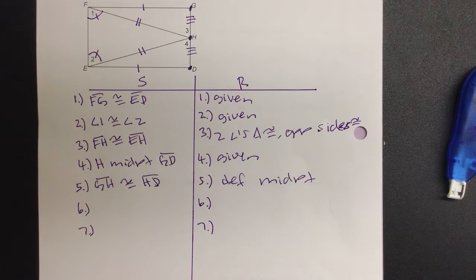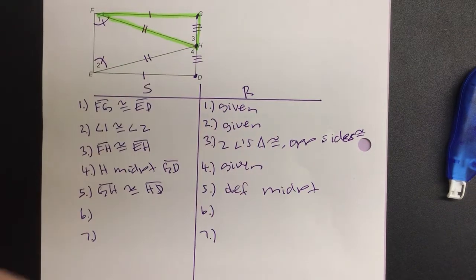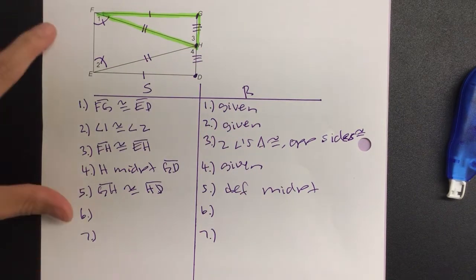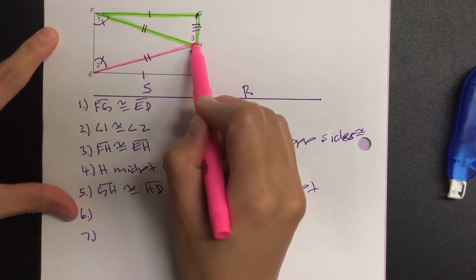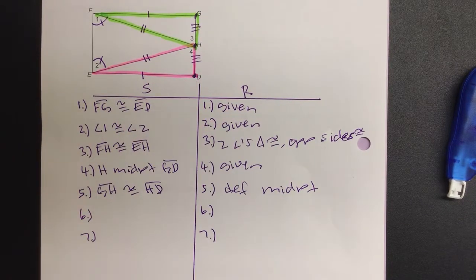So now I can list the 2 triangles that are congruent. Let's highlight the 2 triangles that we're looking at. This triangle right here is congruent to this triangle down here. And that is by which congruence statement? Side, side, side.